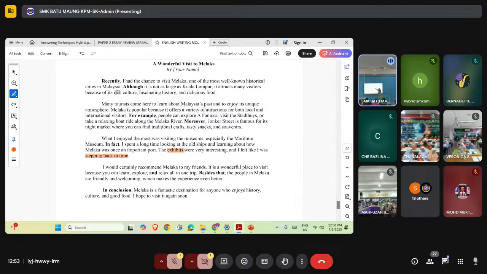Atmosphere, unique atmosphere. Okay, normally students will write nice place, beautiful place, but here it talks about atmosphere. All right, so nothing much here. So this is an average, huh? Not a good one, not an excellent example of response. So this is an average one.